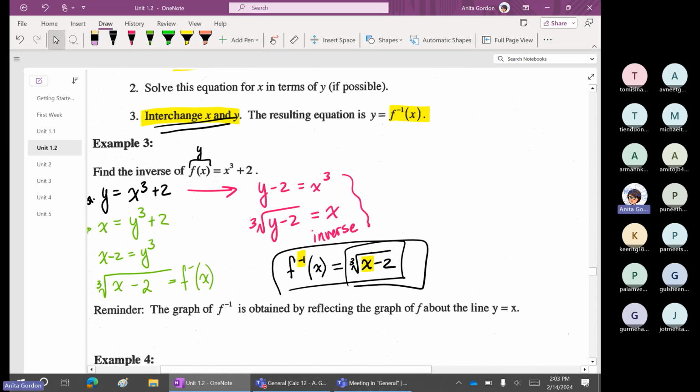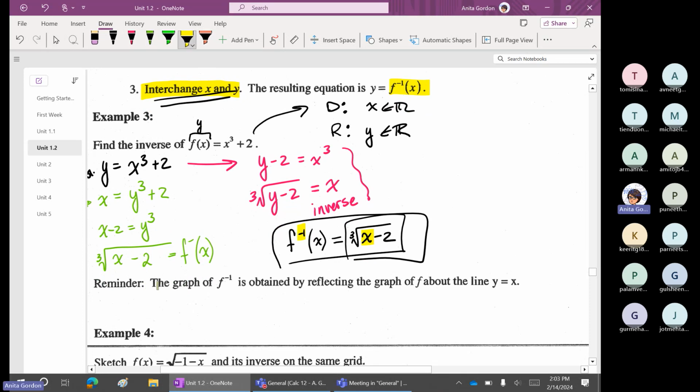Okay, what is the domain of the original? What is the range of x cubed plus 2? All real numbers, all of it. All of it. Okay.